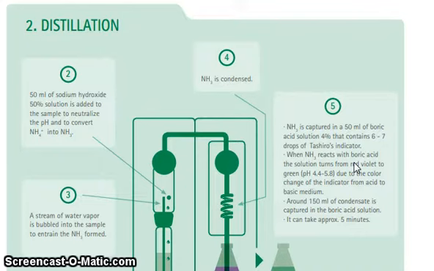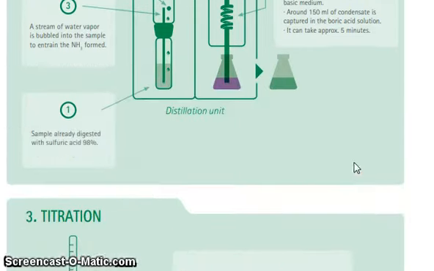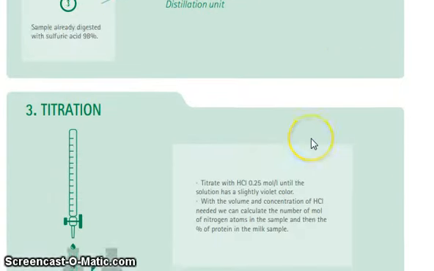When ammonia reacts with boric acid, the solution turns from red-violet to green due to the color change of the indicator from acid to base medium. Around 150 ml of condensate is captured in the boric acid solution. It can take approximately 5 minutes. And you see the first sample already digested with the sulfuric acid 98%.